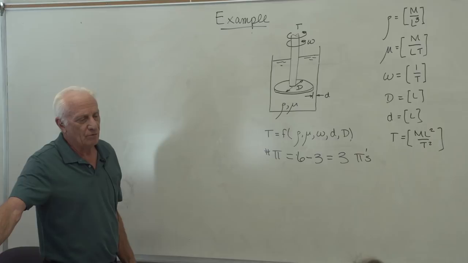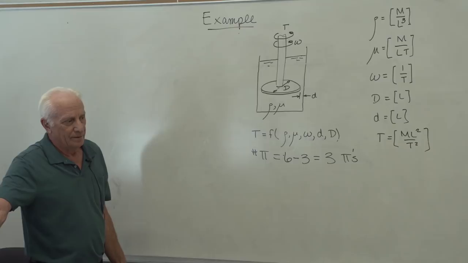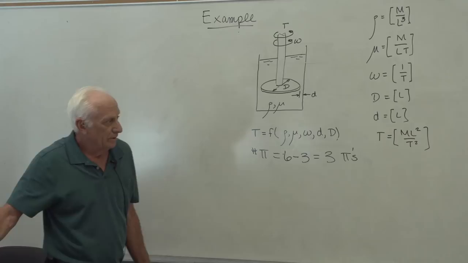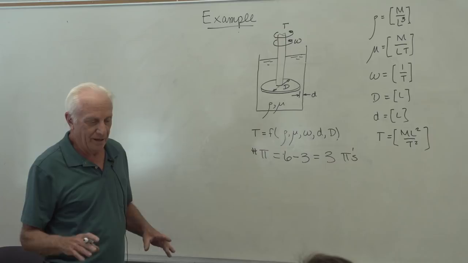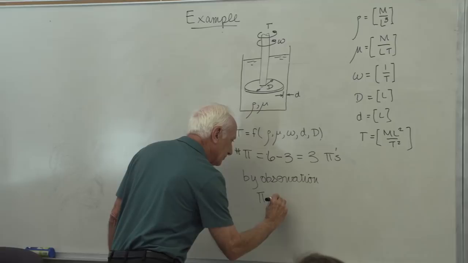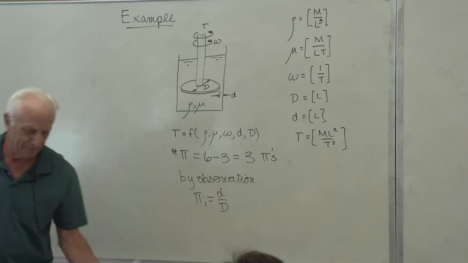Now, you could find them all by the pi theorem. But in a timed exam, that might not be the most efficient way to go. So I'm going to find one right away, and here's the rule: any dimensionless parameter that you find, by observation, is a pi parameter. Pi 1 is equal to little d over big D. Of course, length over length is dimensionless. I can see it right away.